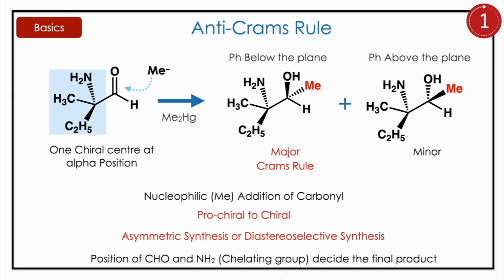So technically, what is anti-CRAM's rule? Suppose you have a carbonyl, which is a prochiral center that is going to become chiral. In the alpha carbon you have a chiral center with amine, methyl and ethyl. So the methyl, due to the steric effect, attacks from a specific position. That is what is defined by anti-CRAM's rule. That's why you have major and minor products. It is a simple nucleophilic addition with selectivity. You can say this is asymmetric synthesis or diastereoselective synthesis. Here what decides the major product is the chelating group. The amine decides the major product.